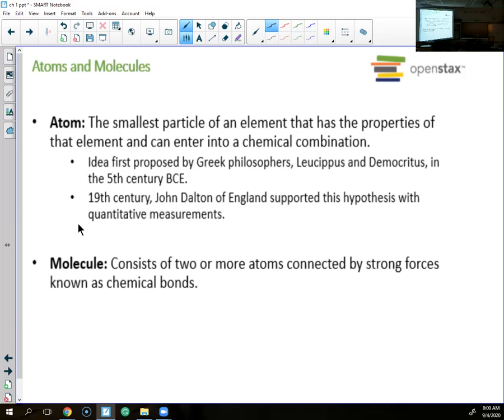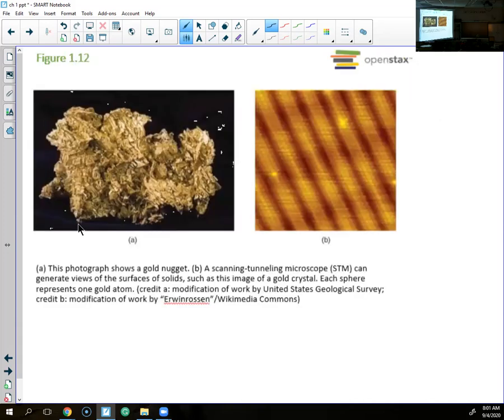I will use the terms molecule and compound interchangeably. They are slightly different, but it doesn't really matter. A molecule we usually talk about when two nonmetals are together. A compound we usually talk about when a metal and a nonmetal are together, but it doesn't really matter.